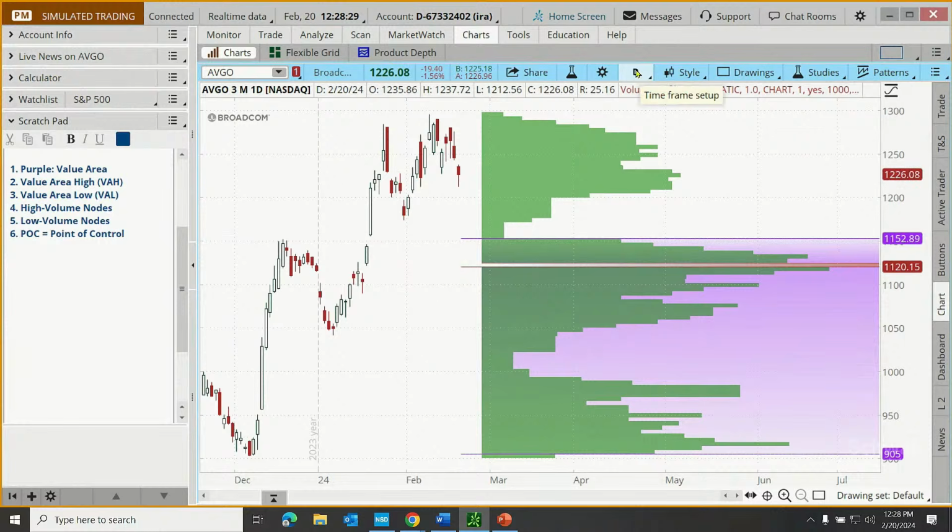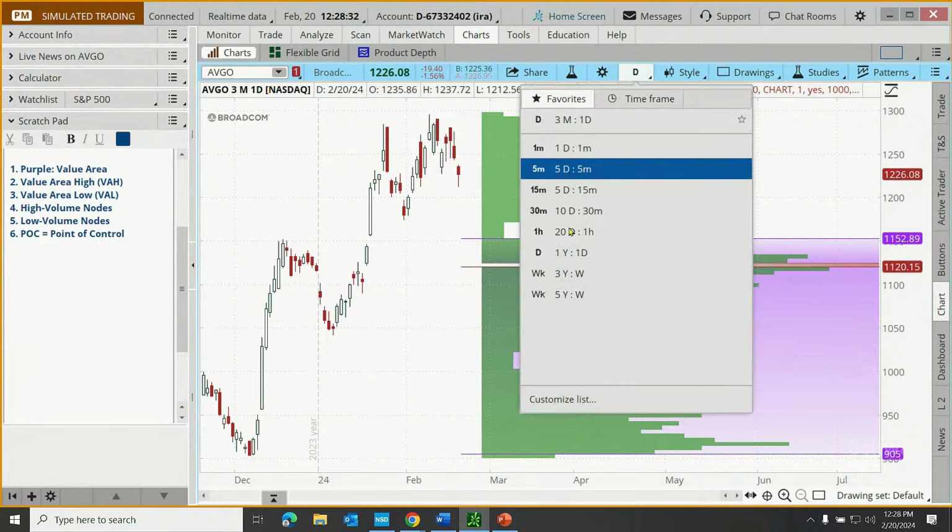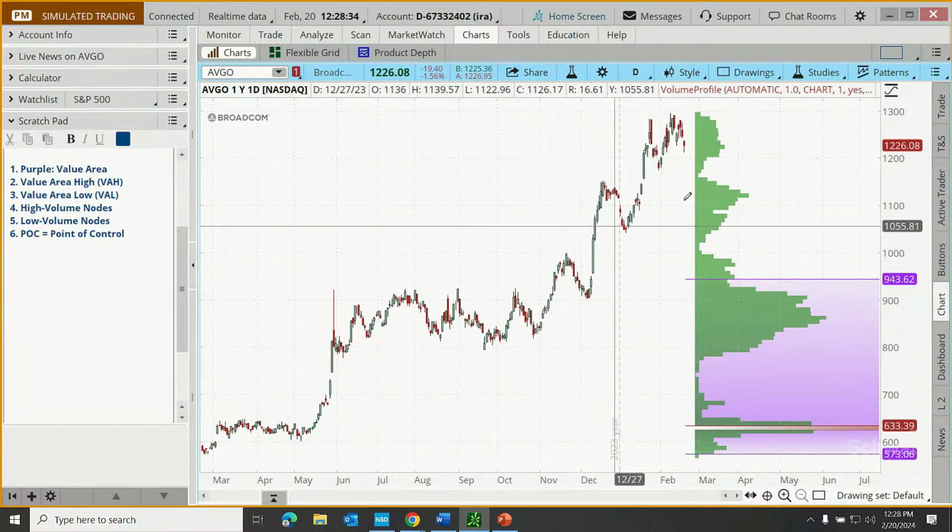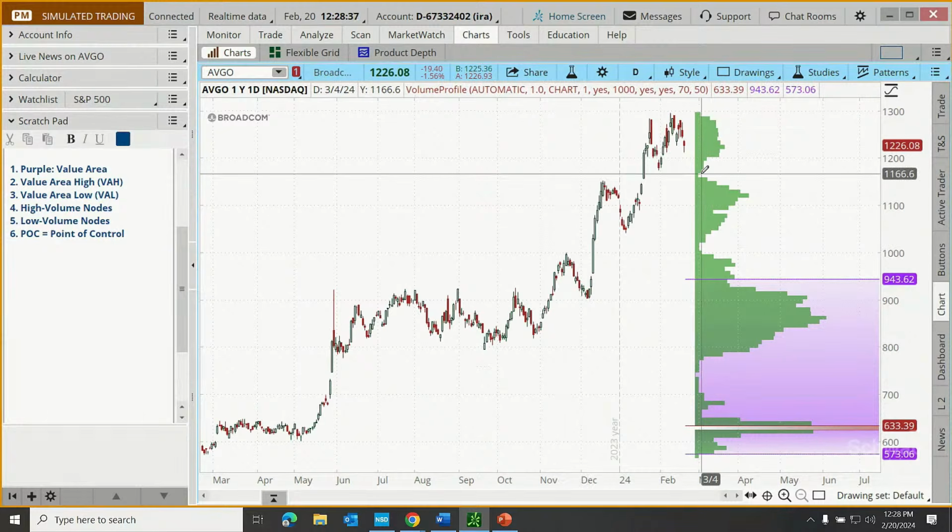But if we switch this up to a longer term time frame, let's go to a 1 year, 1 day, we can see that those can change, right?